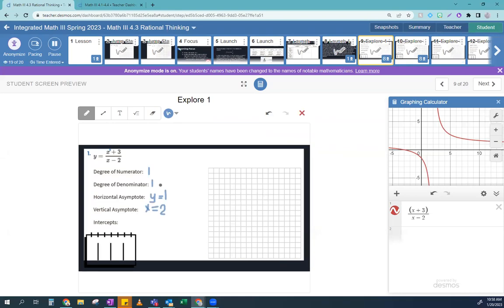So your job is to look at this and be like, okay, well, where is the x equals 2? Where is the 1? Anybody see any pattern so far in terms of our horizontal or vertical asymptotes? Does anybody see our patterns in terms of our horizontal or vertical asymptotes?